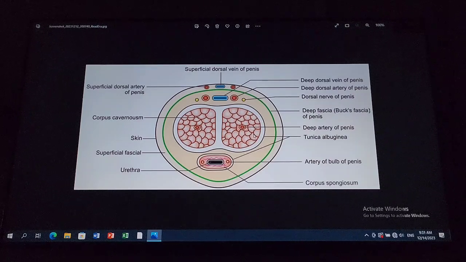Let's not forget that erection is the function of the parasympathetic system, and the ejaculation is the function of the sympathetic system.